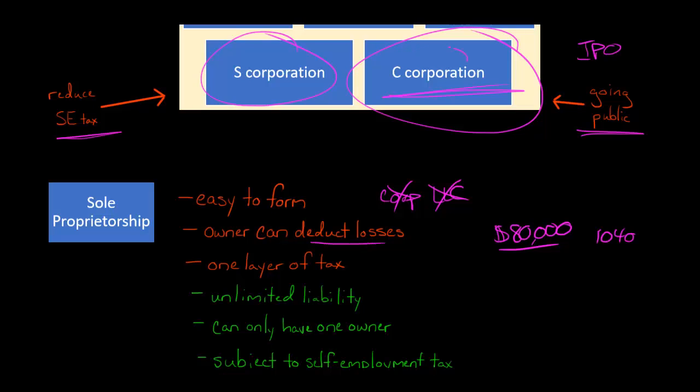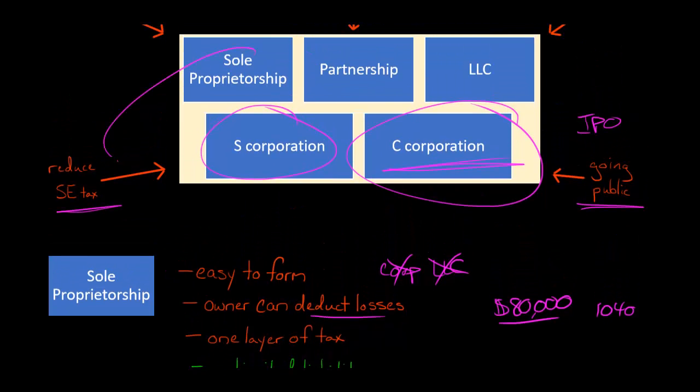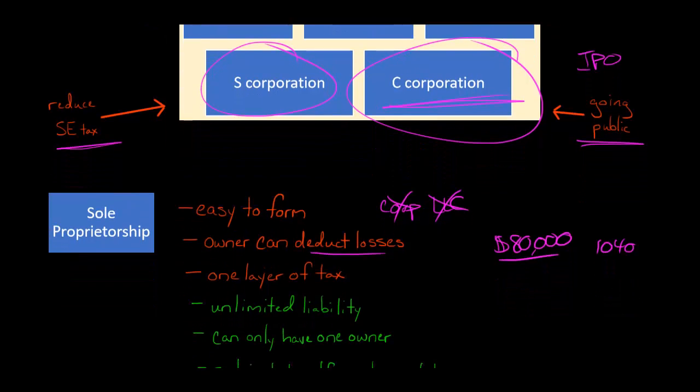You don't get to do that with a C corporation, right? If you have a C corporation and you're a shareholder, you don't get to deduct the losses. The corporation could carry the losses forward, but the owner doesn't get to deduct them. And then you just have one layer of tax. So basically every one of these business types has one layer of tax. They're what's called flow-through entities, except for C corporations. C corporations have double taxation, which we will talk about.